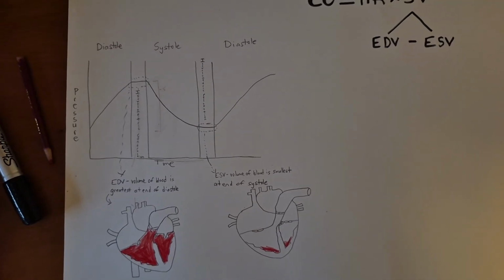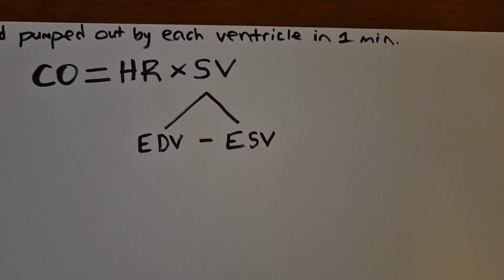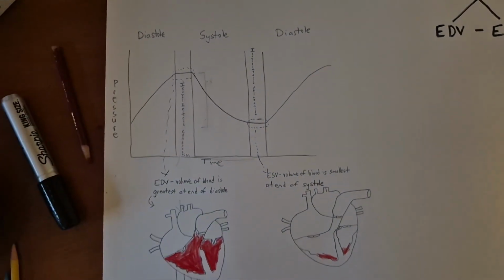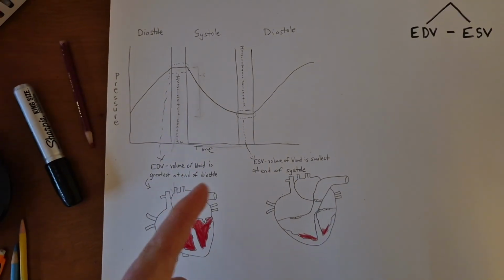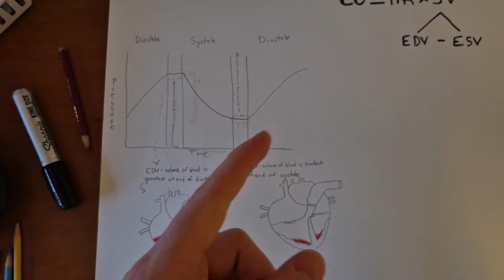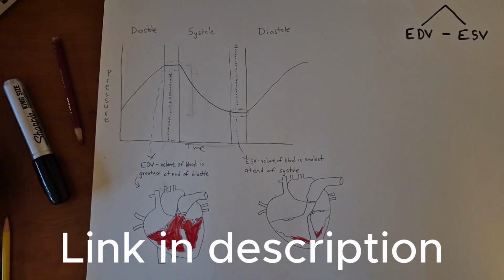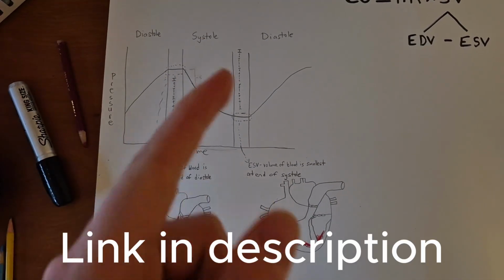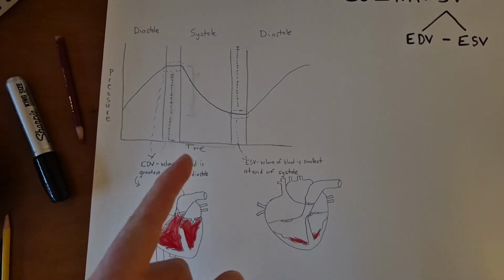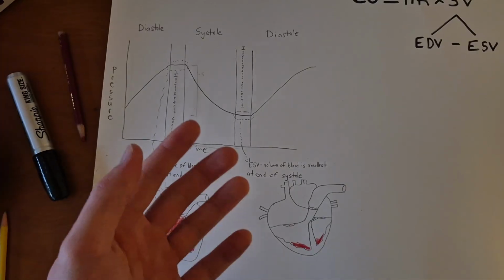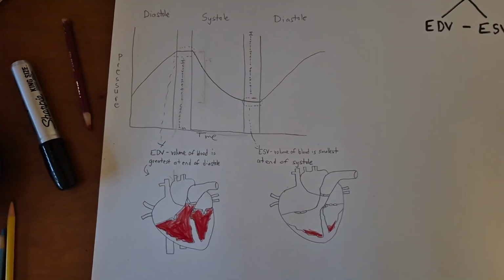So this is a little more information about what end diastolic volume and end systolic volume are. So this is a graph. Now, if you haven't seen my video on the pressures, go watch that because that will help you understand what's going on here, because this is the exact same graph that we're using. Here, now we're just talking about volumes, okay?